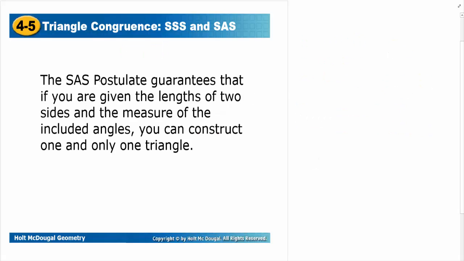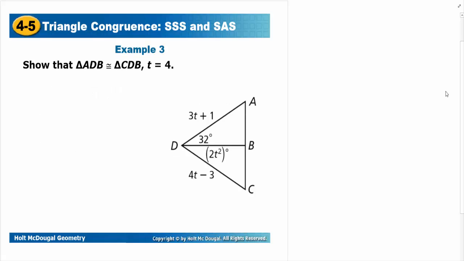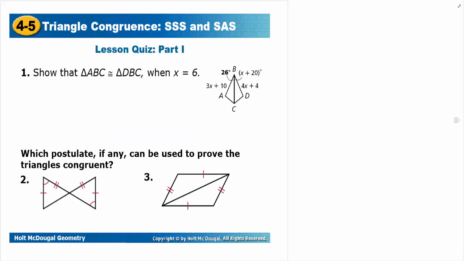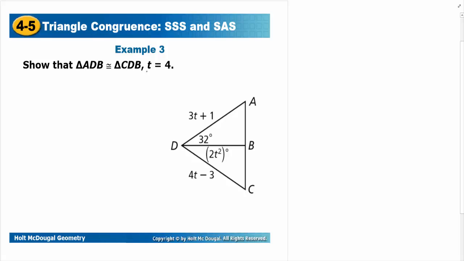So just wrapping this up before we go into our proofs. I do need to finish with some proofs. That's what this chapter is mostly going to be about. The side, angle, side postulate guarantees that if you are given the lengths of two sides and the measure of the included angle, you can construct one and only one triangle. The postulate says that these triangles must be congruent if we have this relationship, which means there's only one triangle we can have, and they have to be congruent. Now we're going to get into some examples to wrap up. I'm going to get to our proofs right after that, and then we have our quiz. So two examples and our quiz, and we're almost done.